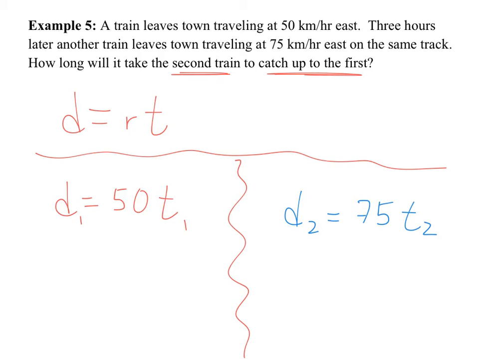So why don't I do this? Why don't I rewrite statement 2, but instead of putting T2, what can I write as an expression to represent T2 in terms of T1? Jeffrey? What is it? Yeah, T1, but T1 minus 3 hours. Because it starts 3 hours later, right? It starts 3 hours after the first train. So again, if the first train is going for 15 hours, the second train is going for 12 hours, which is 15 minus 3, which is 12.